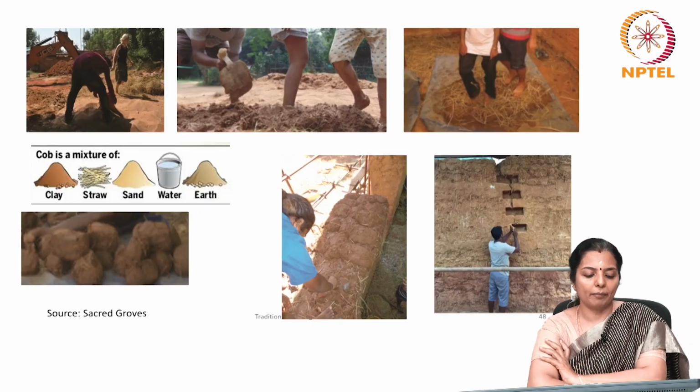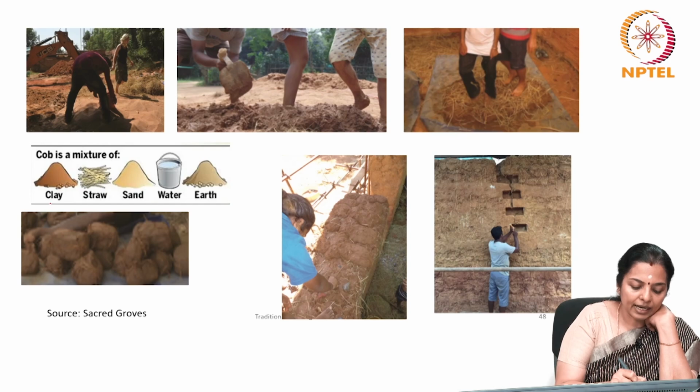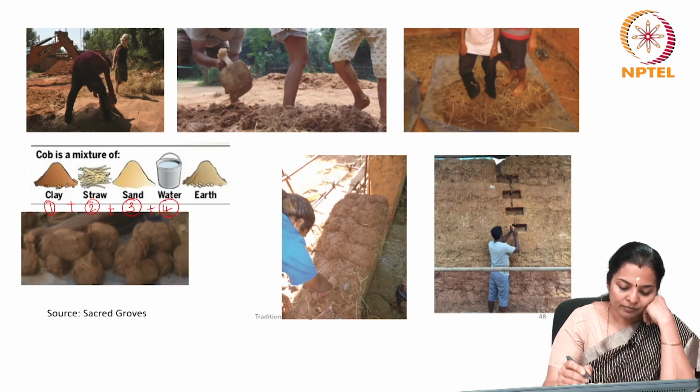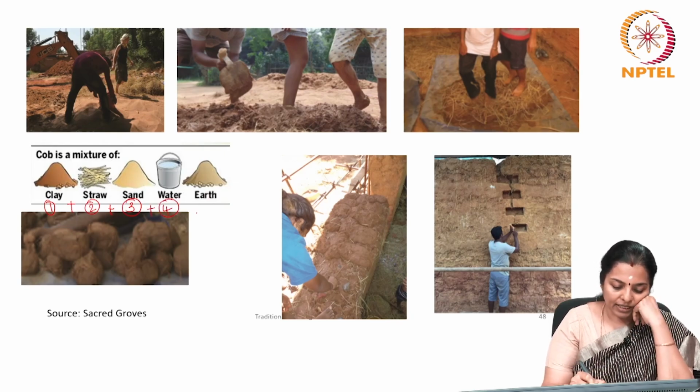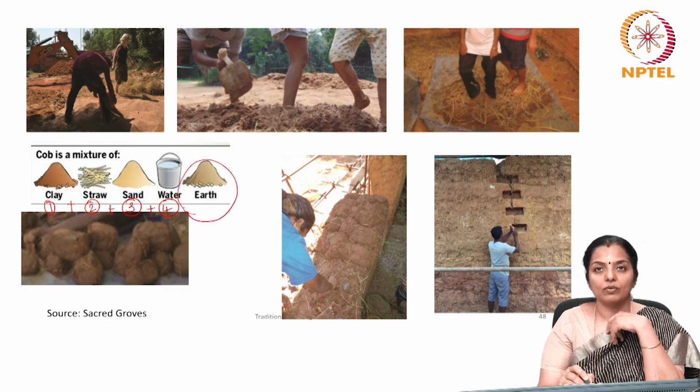Now, how is cob made? Cob is essentially a mixture of clay plus straw plus sand plus water, resulting in a mixture, okay, with earth.